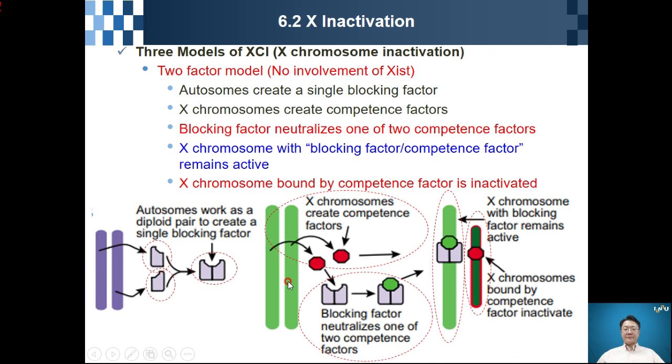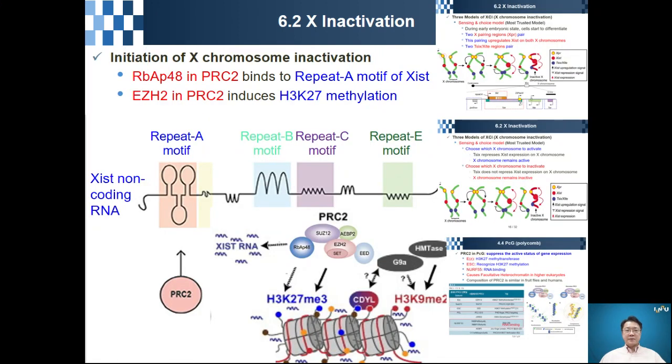On this slide, I will explain the detailed mechanism of X chromosome inactivation, especially focused on the sensing and choice model. In the sensing and choice model, sensing happens first and the choice step happens here. Usually we choose which X chromosome is active or which X chromosome is to be inactivated. This initiation step occurs in the X chromosome that was chosen to be inactivated.